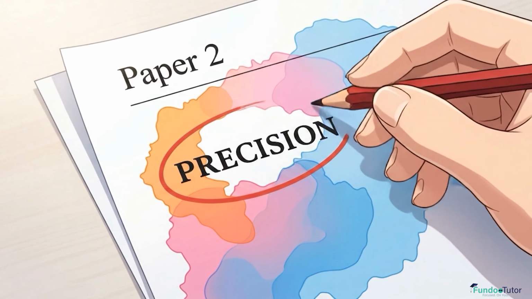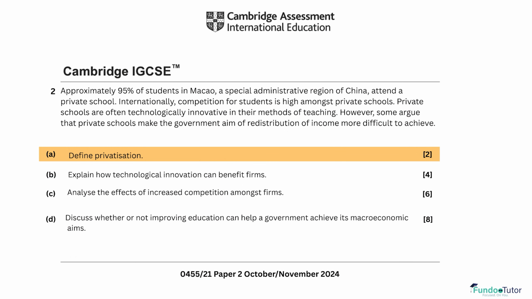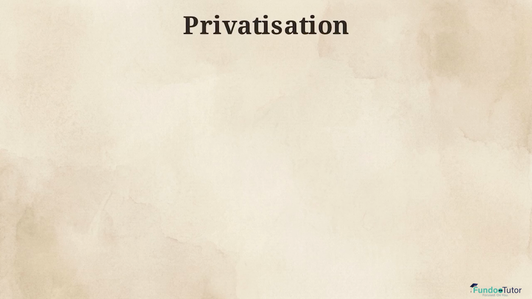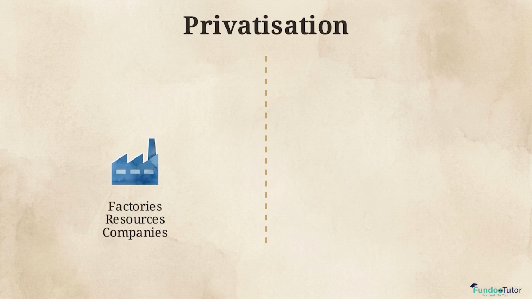To score full marks on a standard 2-mark Paper 2 definition, you have to be extremely precise about how that shift happens. First, you establish the action. Privatization is the sale or transfer of economic assets in firms. Think of these geometric blocks as the factories, resources, or companies being sold.